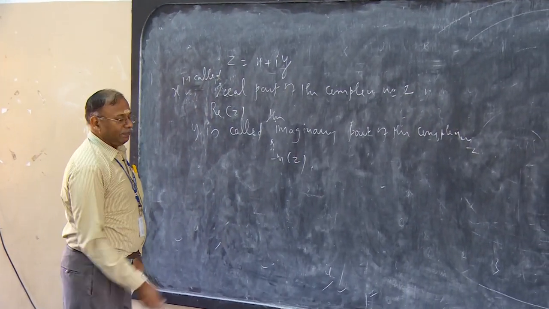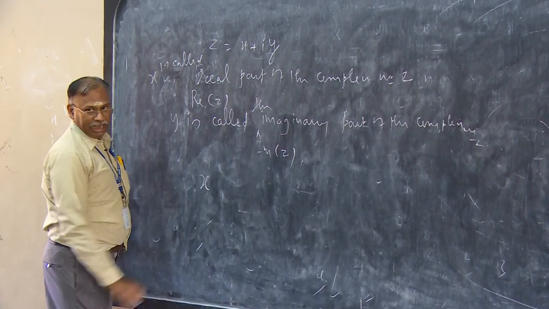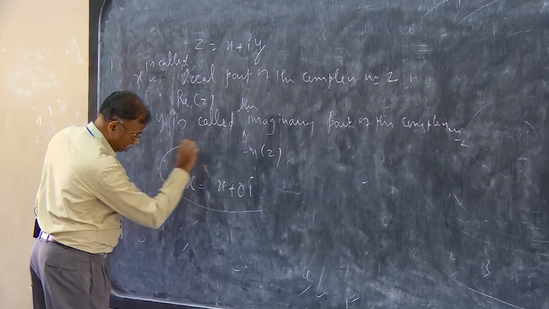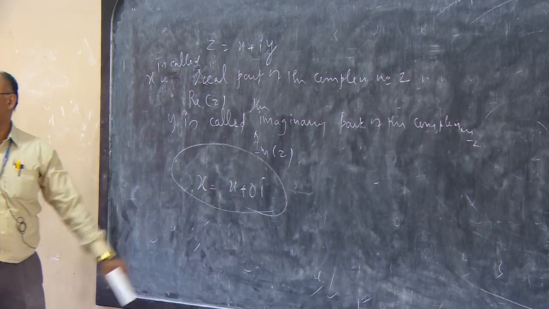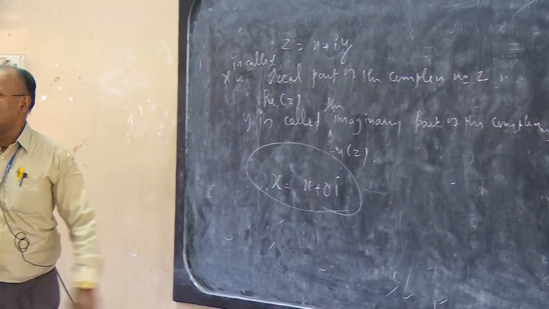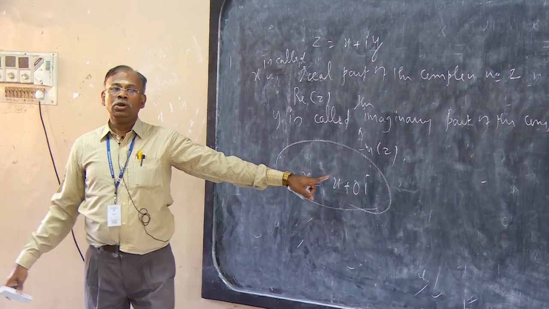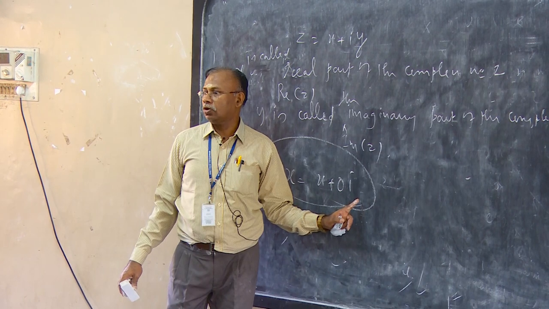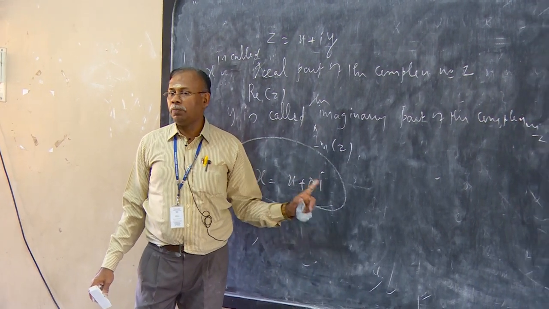Okay, and if I think about a real number of the form X, X can also be written as X plus 0i. Therefore, every real number is also a complex number whose imaginary part is 0. Therefore, when the imaginary part is 0, such complex numbers are called purely real complex numbers.